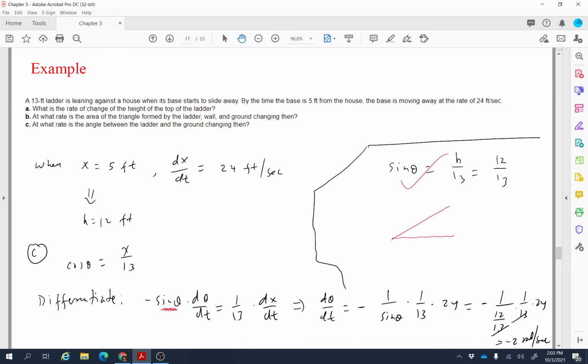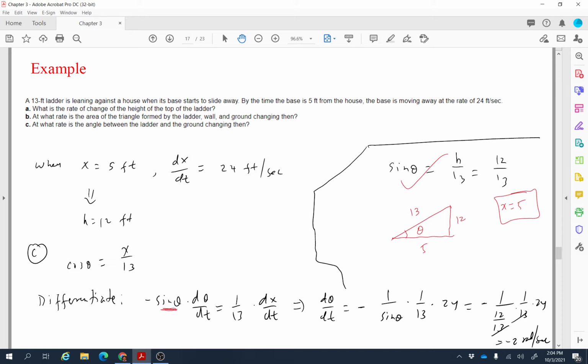As we know, for that right angle triangle, if you look at that triangle again, for theta, there is a 13, there is a 12 when x is 5. So exactly we are looking for the derivative of theta with respect to time when x is 5. That means sine theta is 12 over 13.